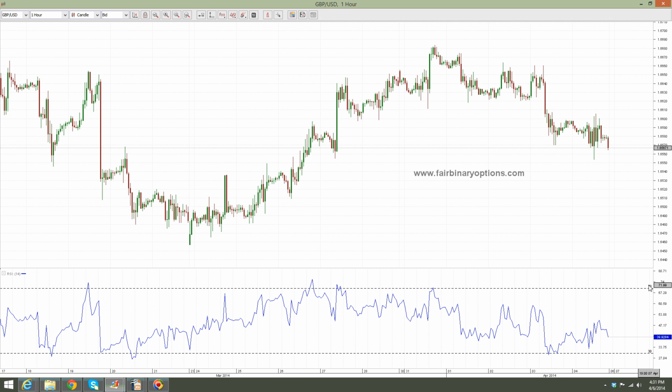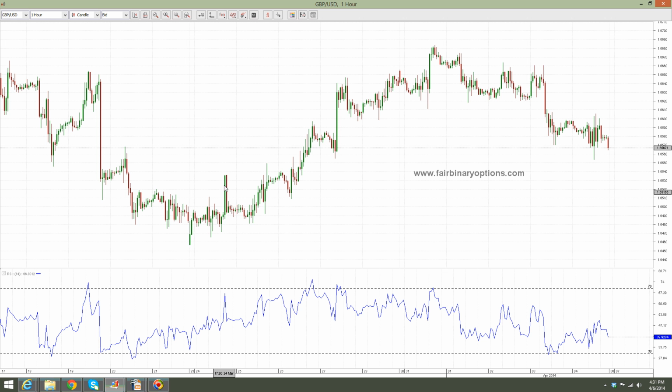Anything above the 70 is called an overbought area. Anything below the 30 is called an oversold area, and we should go and buy call options here. So we should stick with the price. Let's try to stick with the price.